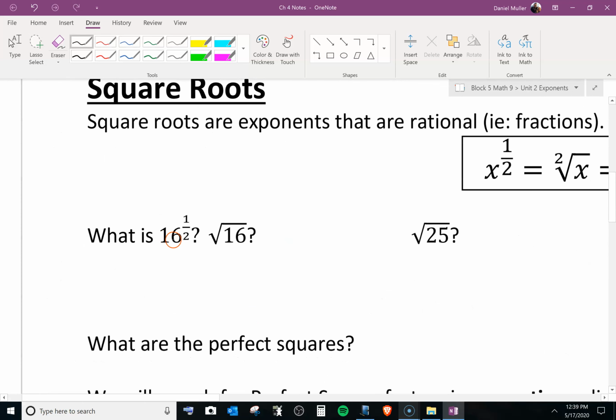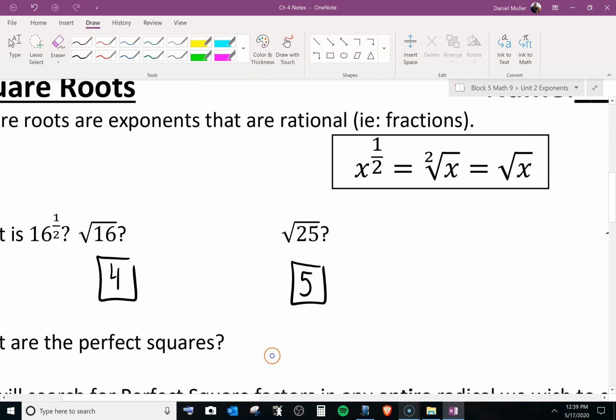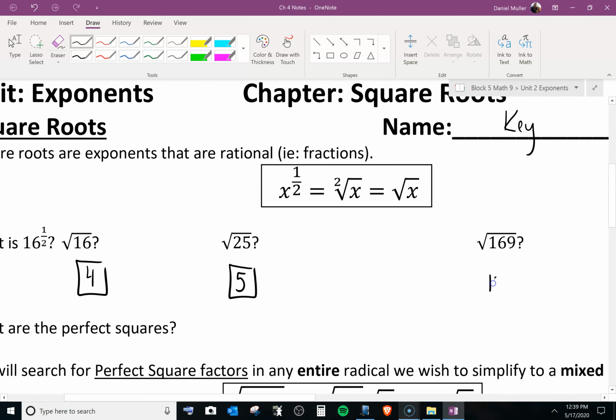Like this. What is 16 to the power of a half? I've never seen that before. However, we could also write it like this. Square root of 16. They mean the same thing. And the square root of 16 is 4. The square root of 25 is 5. The square root of 169 is 13. So when you're looking for the square root, you're thinking, what number times itself is 25? Well, 5 times itself, or 5 times 5, is 25. So the square root of 25 is 5.